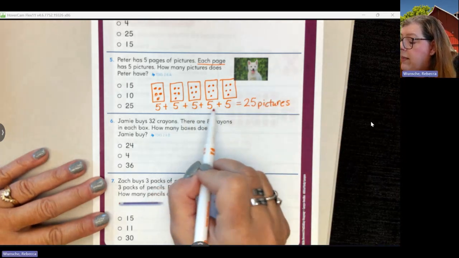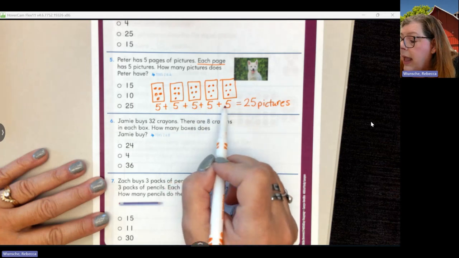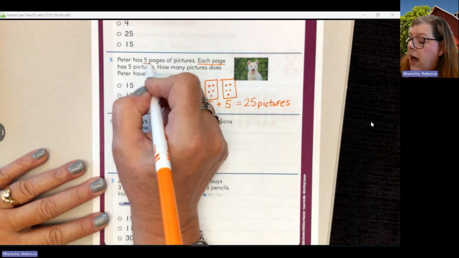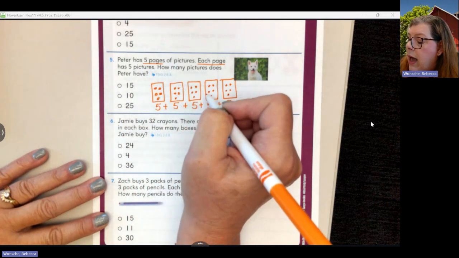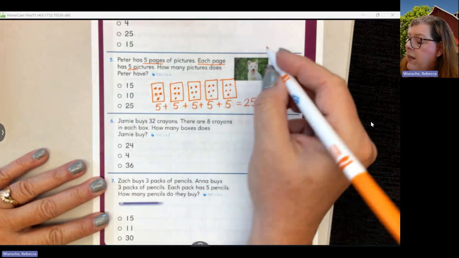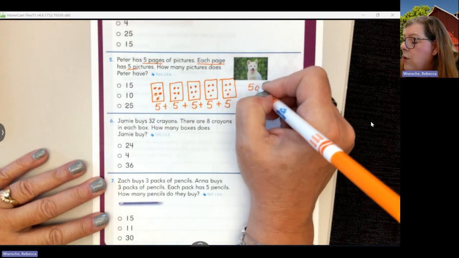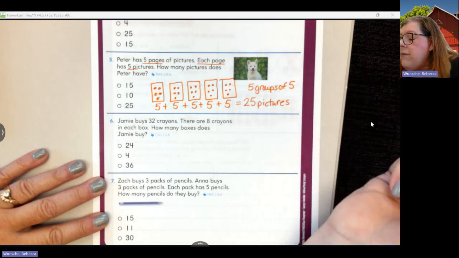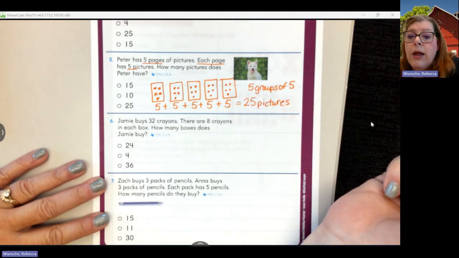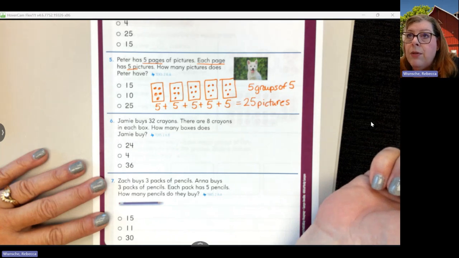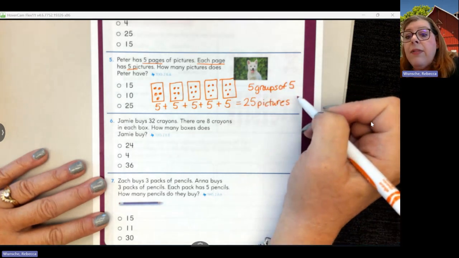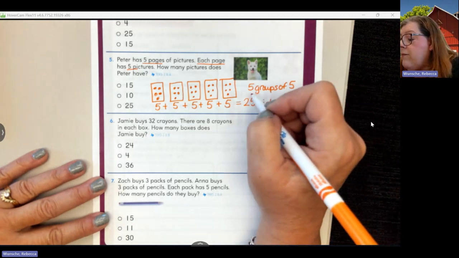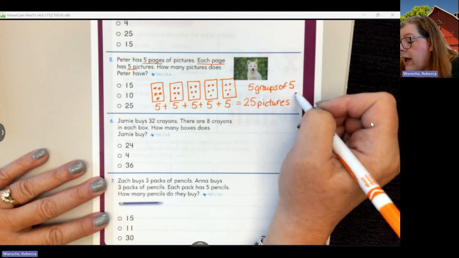When I'm looking at this and I want to read this as a multiplication sentence, I'm going to say that I have 5 groups of 5. So this is 5 groups of 5. And remember, in second grade, we don't use the multiplication symbol. So we're not writing a math sentence or an equation for this. We are writing it like this, 5 groups of 5.